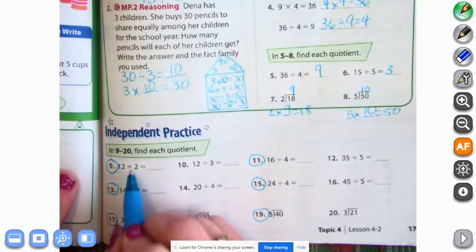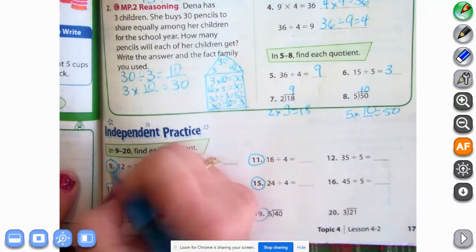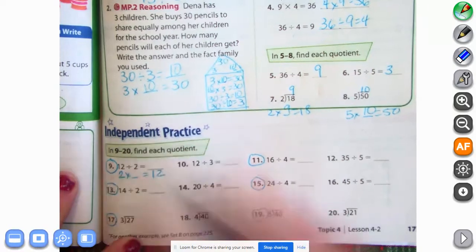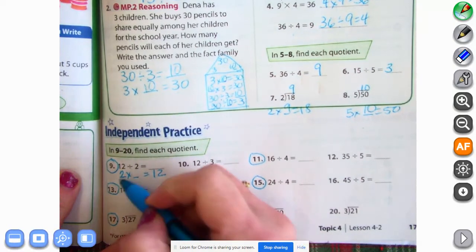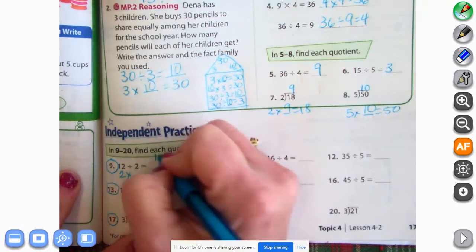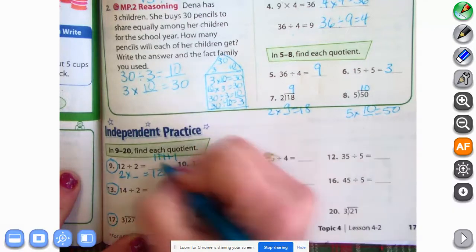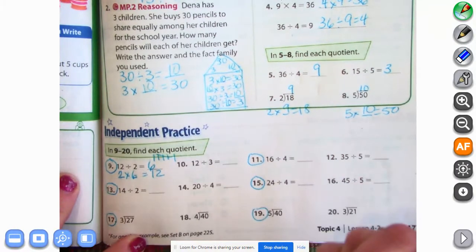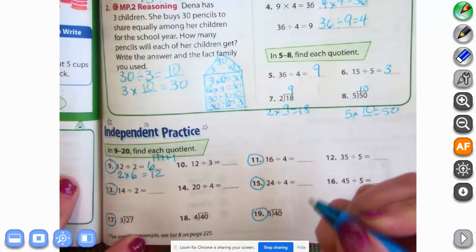So 12 divided by 2. If we don't know that, we can do the opposite. 2 times something equals 12. Skip count by 2. We could do 2, 4, 6, 8, 10, 12. Looks like 5 and one more, 6. So 12 divided by 2 equals 6.